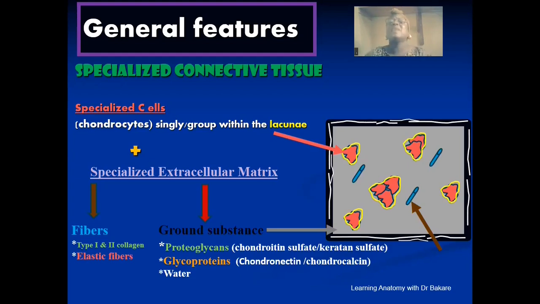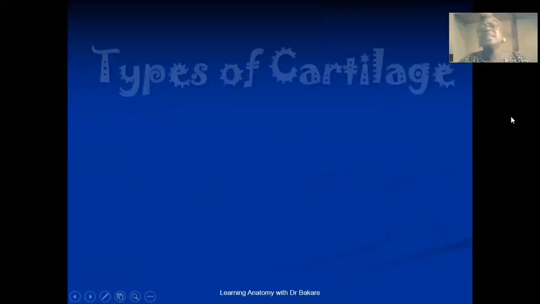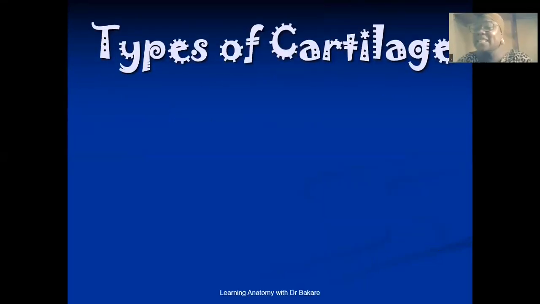Then finally, we have a surrounding perichondrium, and this is what is arrowed here in black. This perichondrium is a dense, irregular type of connective tissue, and it is seen to surround the cartilage. So this is the kind of configuration that we have of cartilage. This is the general feature that is presented of a cartilage. We see that they are truly specialized because they have distinct types of cells and also distinct types of extracellular matrix.